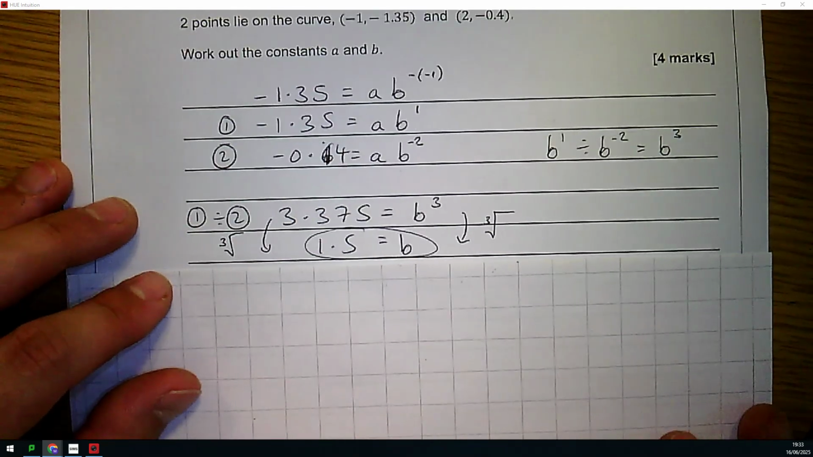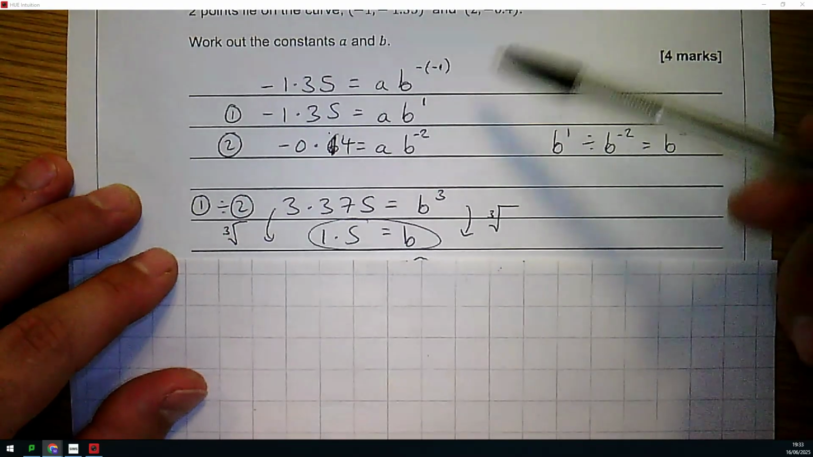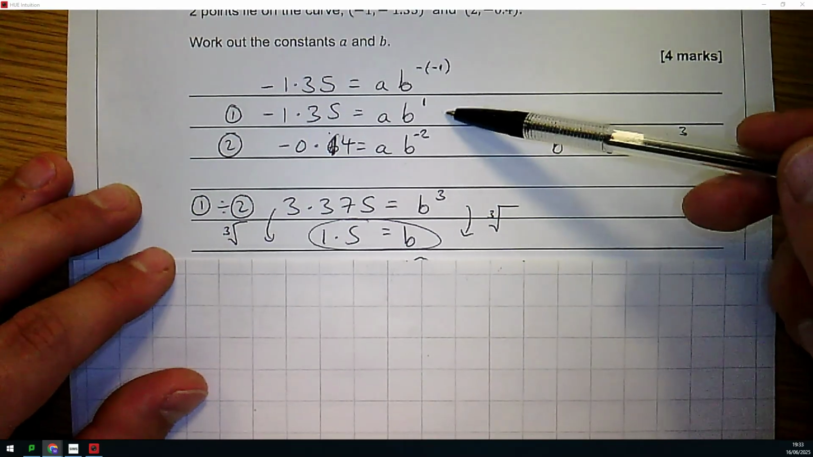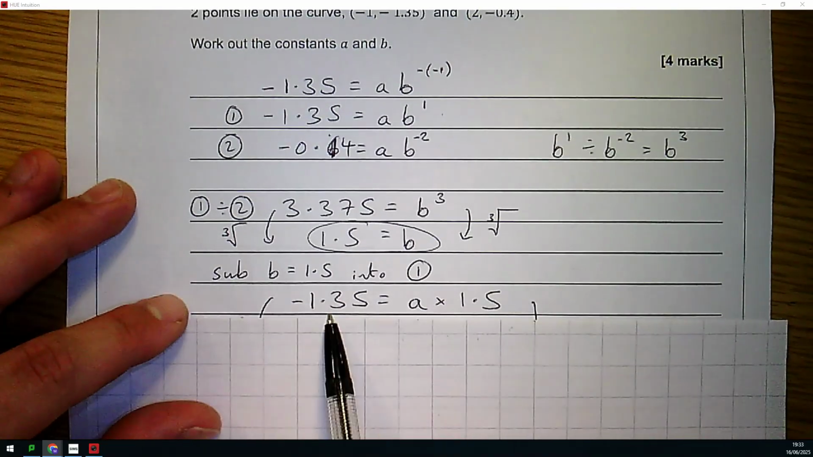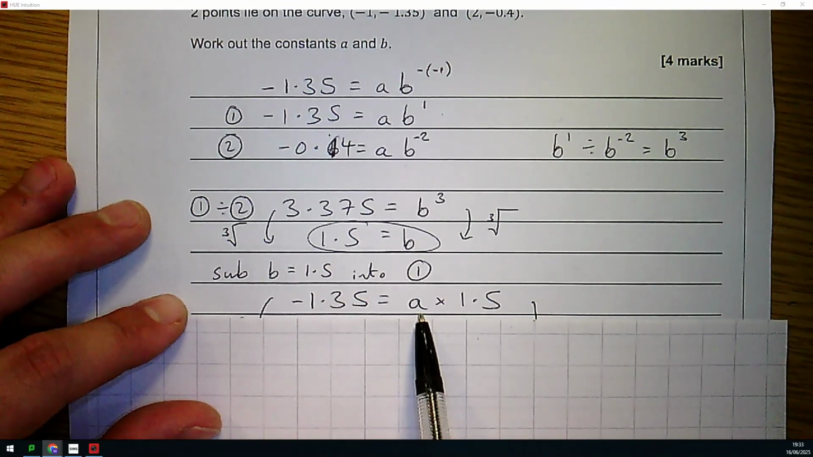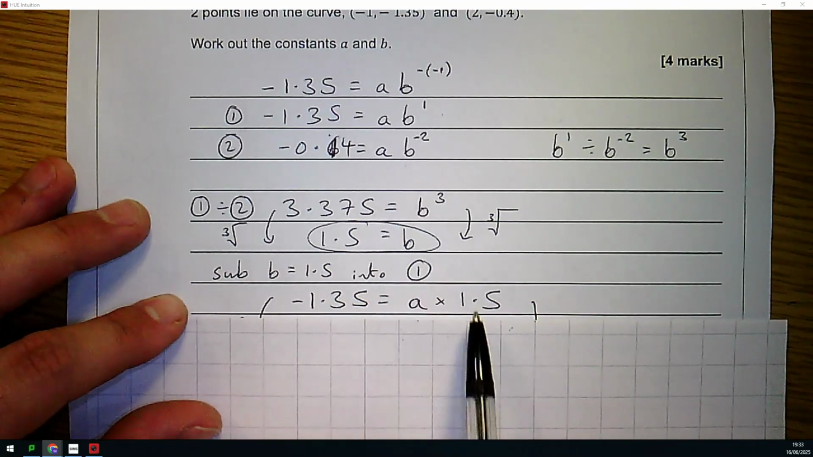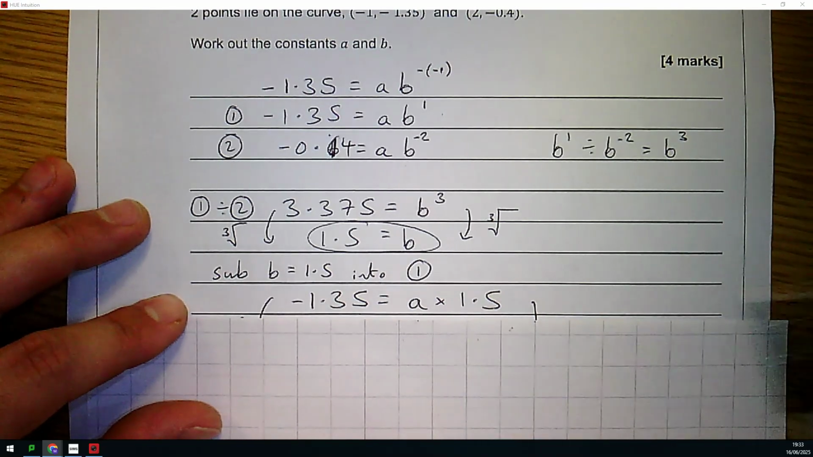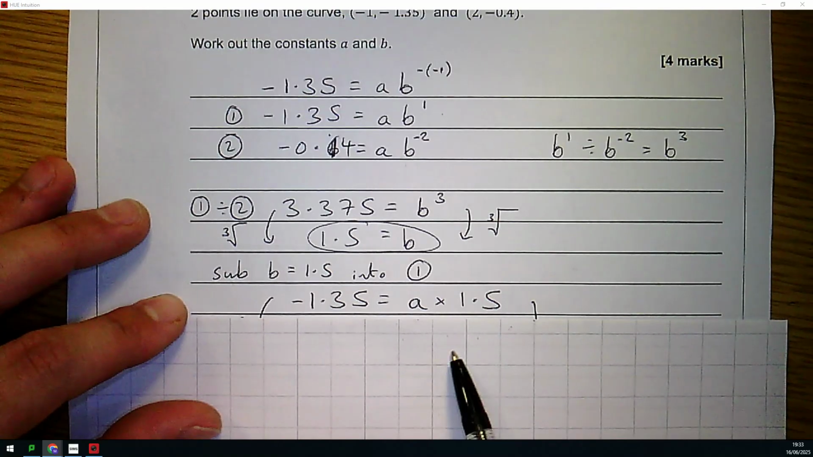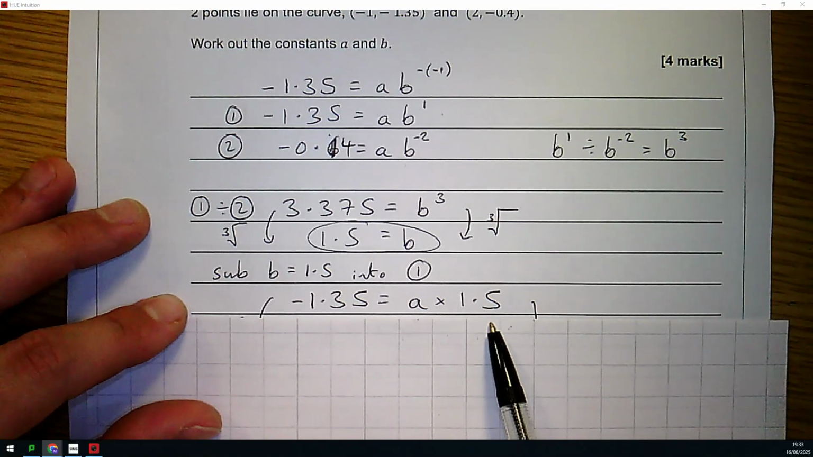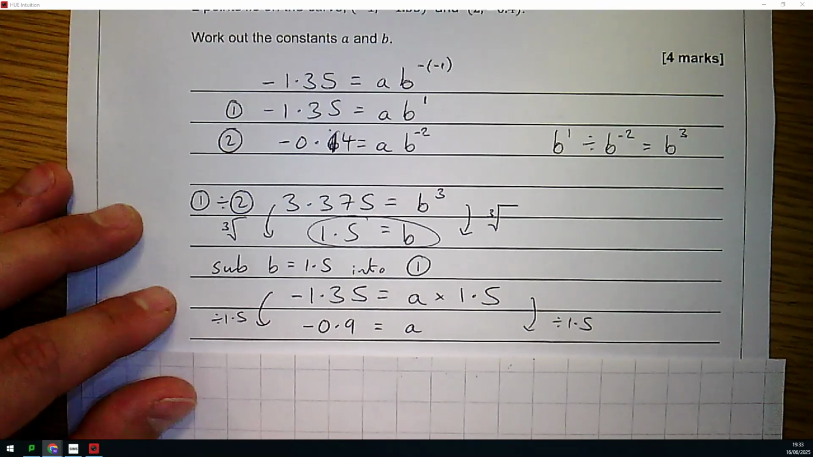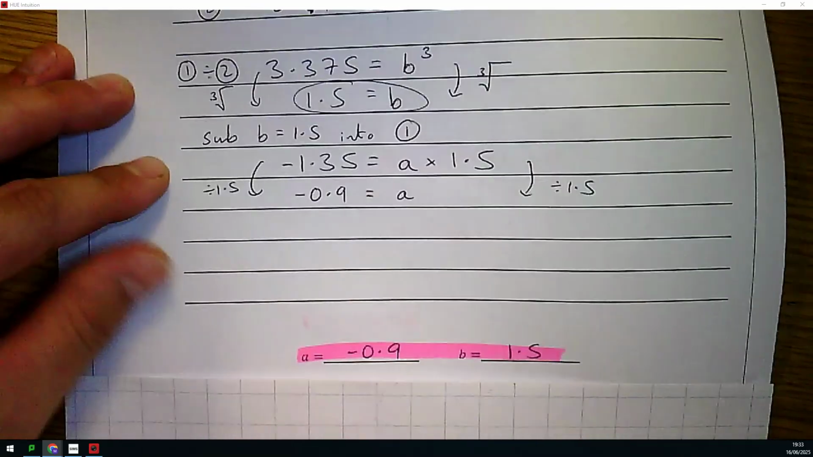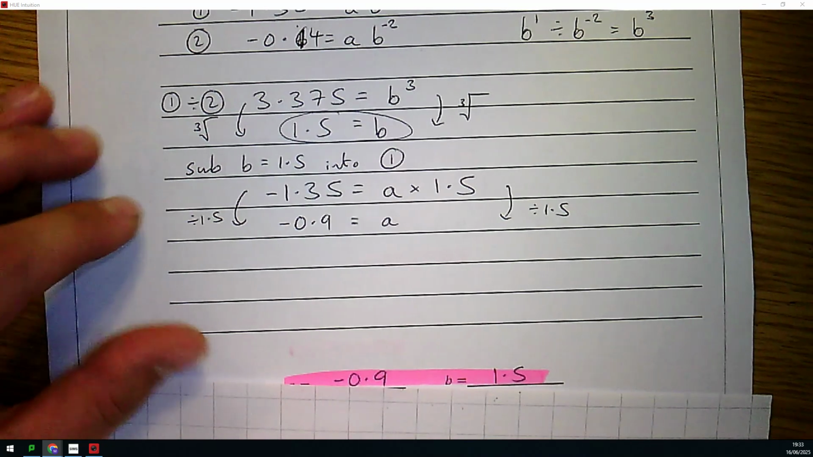And then all you have to do is substitute that into one of the equations from before. I'm going to put that into equation 1 because it's the easiest. So -1.35 is equal to a multiplied by, well, b is 1.5, and to the power of 1, well, that's just itself, so we get that there. Divide both sides by 1.5, and we get a is equal to -0.9 or -9/10. Put it in the answer space below, and we're done with that question.